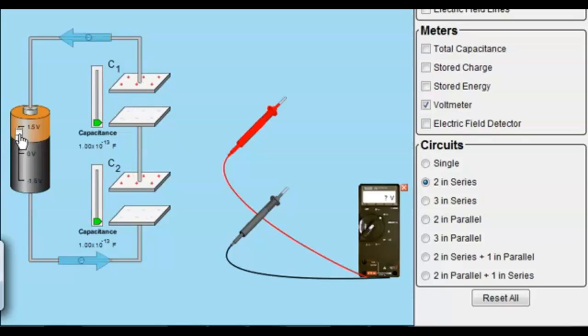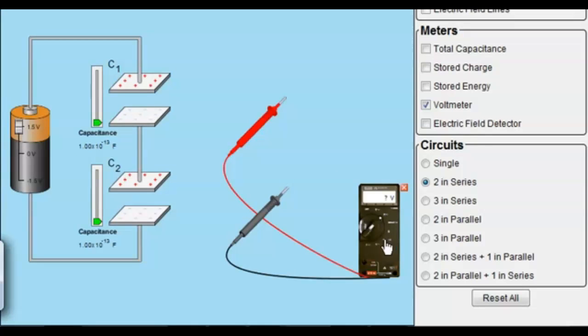Yep, 6 and 6, 9 and 9, or 8 and 8, or something like that. Anyway, so more and more charge. Okay, and they both have the same amount of charge? Okay, now let's test. This battery is topped out at 1.5 volts.